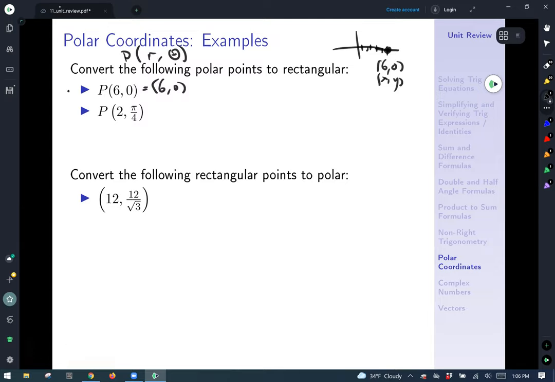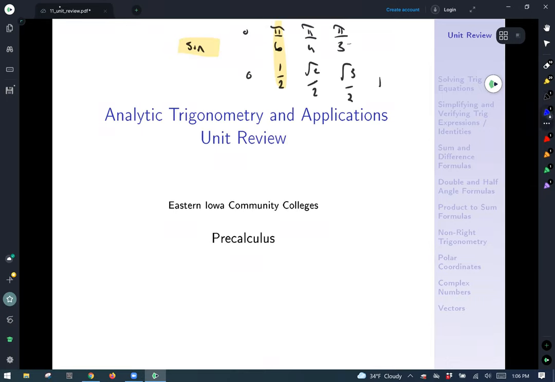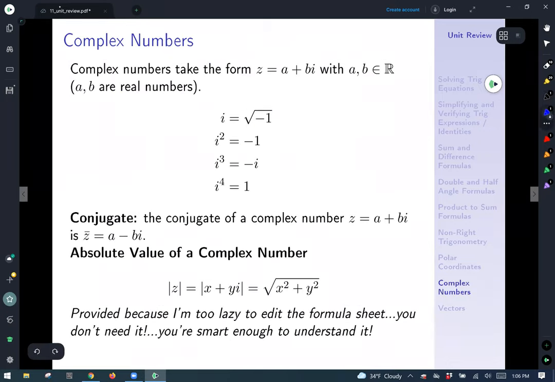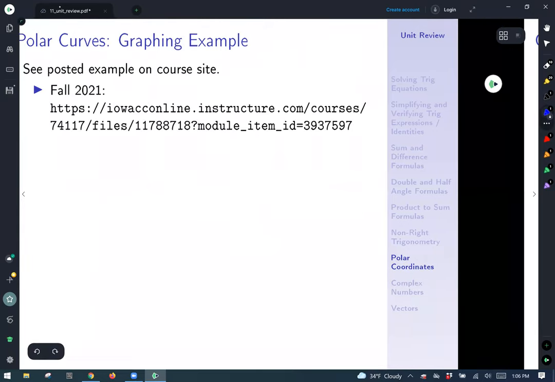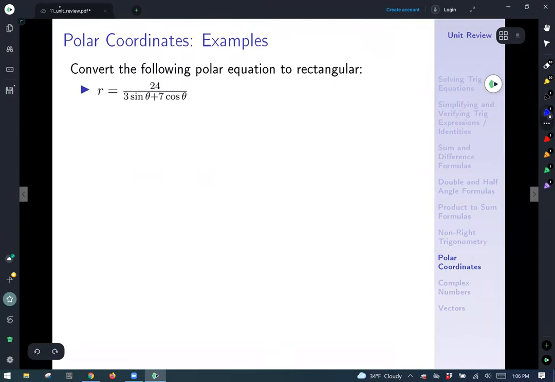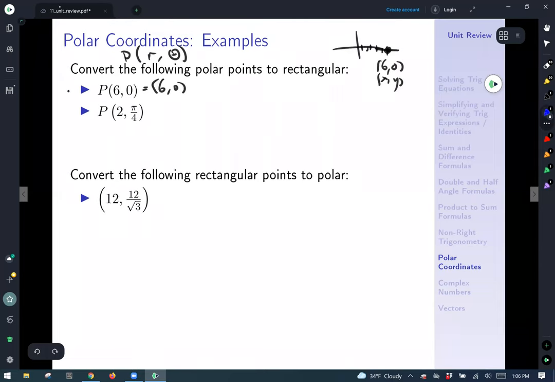Now, when they're not on an axis, the game gets a little bit more challenging. So in blue, oh no, what did I do? All right, here we go, back to polar coordinates. Too far. There we go, back to polar coordinates.